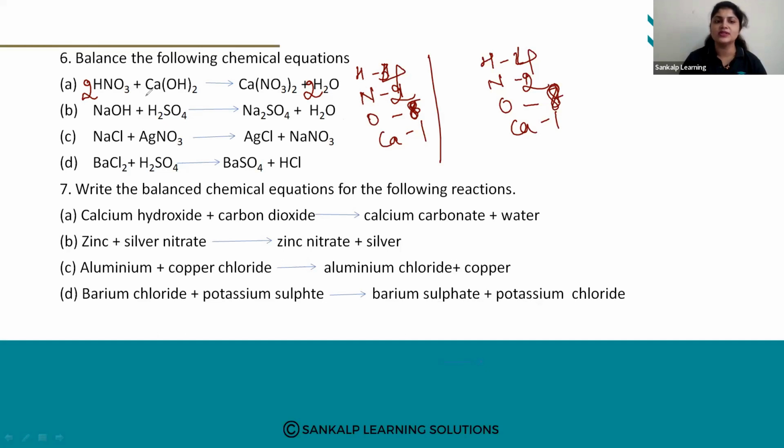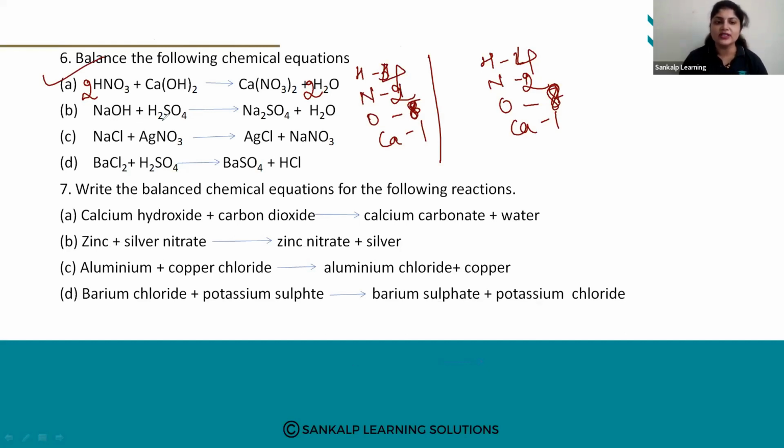So 2HNO3 plus Ca(OH)2 gives you Ca(NO3)2 plus 2H2O. So this is a balanced equation. Understood? Okay, so you have to balance it. On both the reactant as well as the product side, it should be equal.